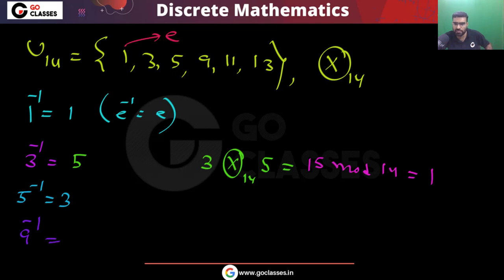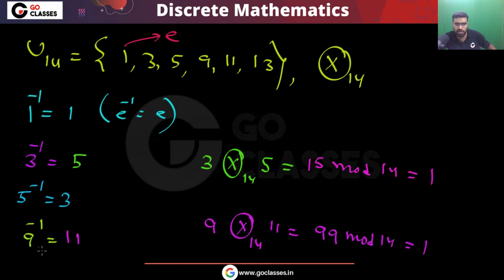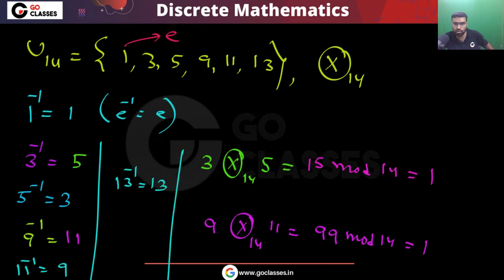What about the inverse of 9? The inverse of 9 will be 11, because you can check 9 multiplication modulo 14, 11. First you multiply, then you find mod 14, and that will be equal to 1. So the inverse of 9 is 11, and the inverse of 11 is also 9. What about the inverse of 13? The inverse of 13 will be 13. You can check it out.